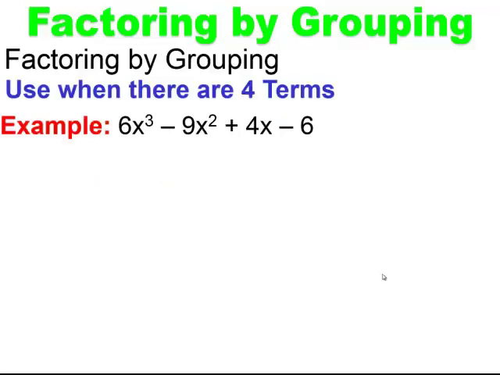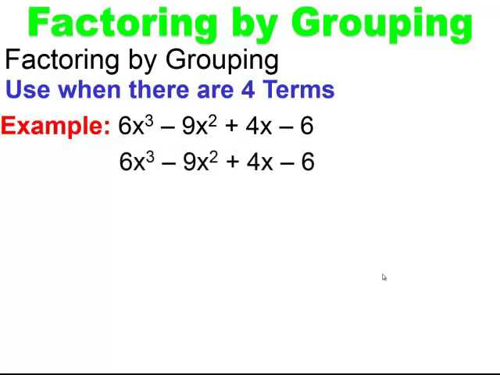Now, when we're factoring by grouping, you need to have 4 terms. So factoring by grouping, when you have 4 terms, the process that you take is you're going to use grouping symbols. Now, grouping symbols in mathematics is parentheses. So when we want to factor by grouping, we're going to group.